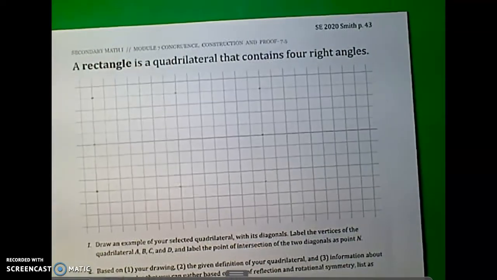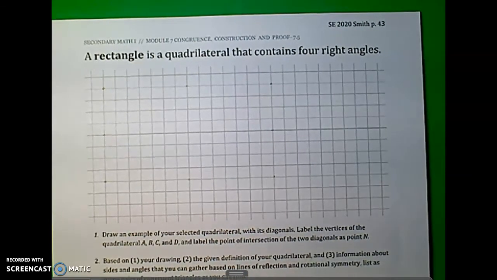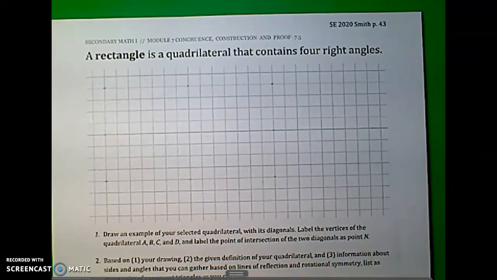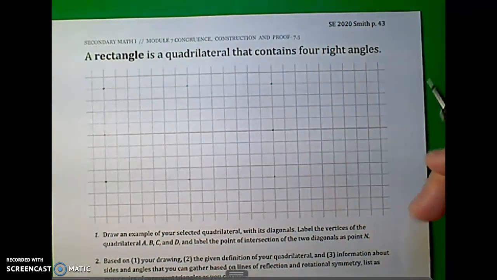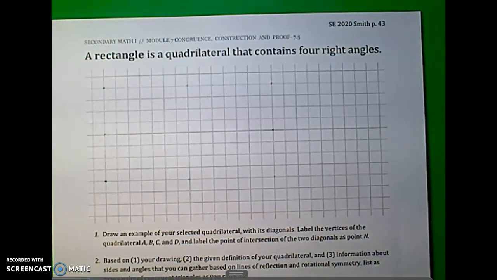Let's follow those. The first one says, draw an example of your selected quadrilateral with its diagonals. So we want to draw those right away. Label the vertices of the quadrilateral A, B, C, D, and the point of intersection N. If you want your paper to match what mine is going to look like when I'm finished, you can. It doesn't have to be exactly the same.